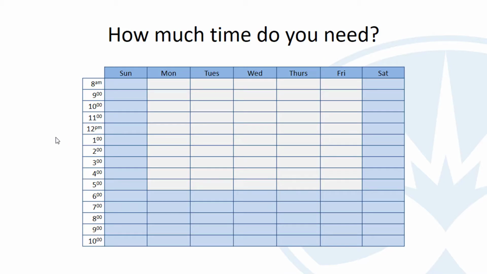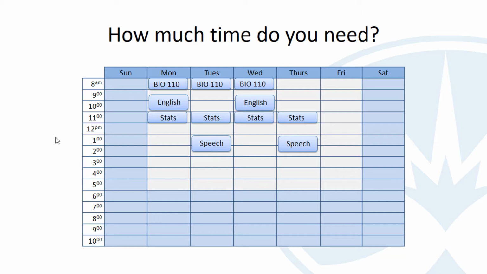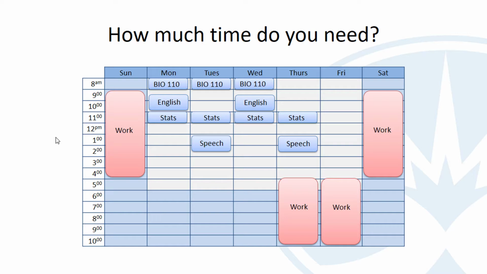So let's say we are a kind of traditional college age student. We got some daytime classes like a Bio 110 in the morning, an English class a couple days a week, stats class 4 days a week. I teach this one in the spring. We met 4 days a week, Monday through Thursday for an hour. We got speech class. Those are 3 credits. And then we work maybe Thursday, Friday nights, Saturday and Sunday on the weekends.